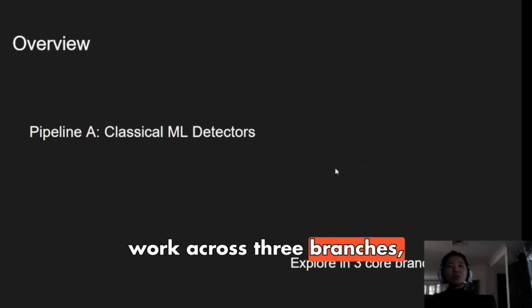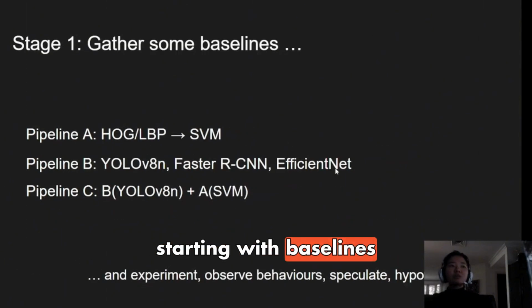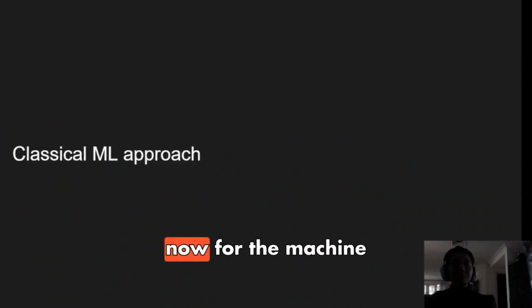We develop our work across 3 branches: machine learning, deep learning, and transformer, starting with baselines and progressively adding enhancements. I'll pass on to Jeremy now for the machine learning branch.